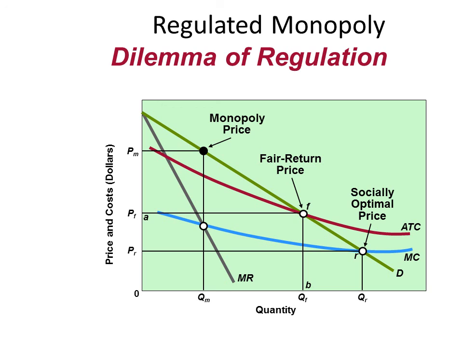regulators should attempt to charge what's known as the fair return price. Notice, in the fair return price situation, P subscript F, at level of output QF, price equals average total cost, and the single seller is just making enough profit to cover all of its costs, no longer making economic profits.